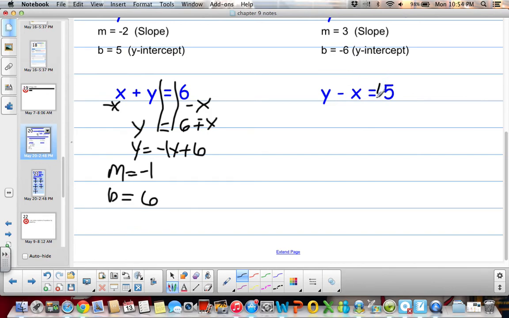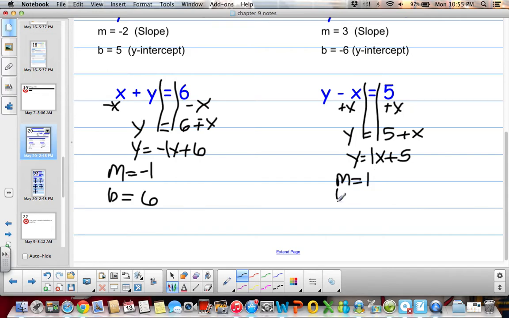Y minus x equals 5. Again, we need to get y alone. Since we're subtracting x here, we're going to add x, because negative x plus x is 0. 5 and x are not like terms, so we can't combine them. So we have y equals 5 plus x. We need to flip the 5 and the x around so we have slope-intercept form. So now we have y equals x plus 5, so it would be 1x plus 5. M, which is our slope, is 1. B, which is our y-intercept, is 5.